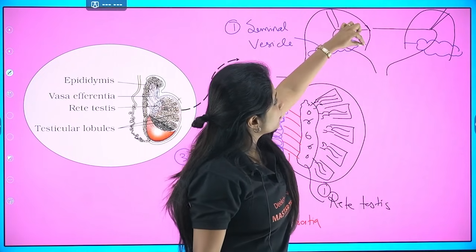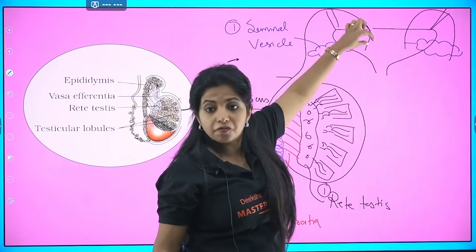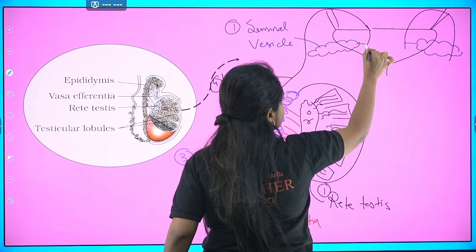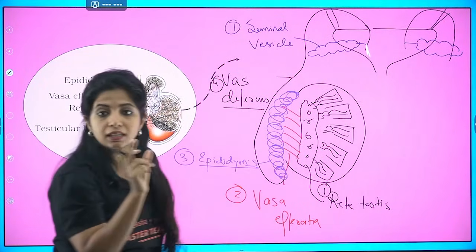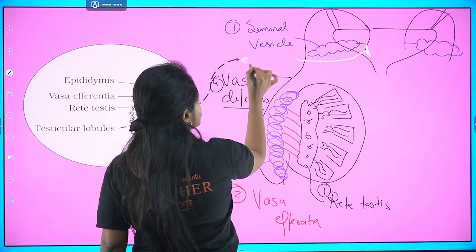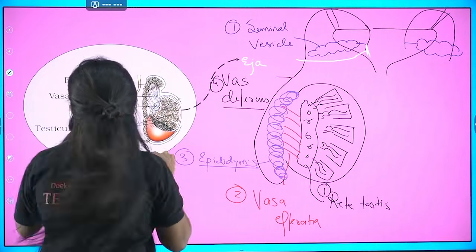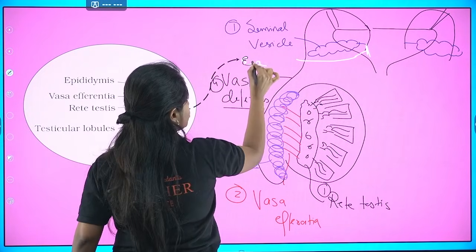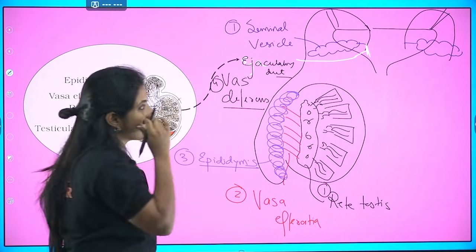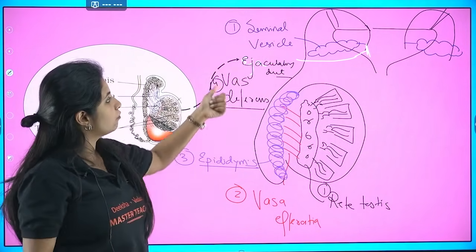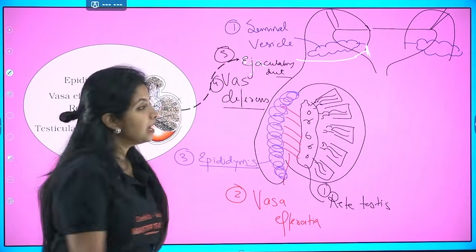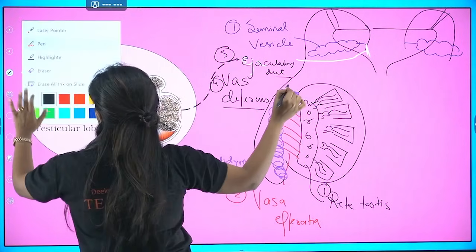Now this seminal vesicle as well as your vas deferens are going to open up into a common duct. Both of them are opening up into a single duct out there. What do you call this duct? This duct is known as the ejaculatory duct. Are you able to see it? You're not able to see it, so I'll write it in black. It is known as the ejaculatory duct. So, ma'am, from glands again we came back to a duct. Yes. After the vas deferens, the fifth duct that you are having is the ejaculatory duct.